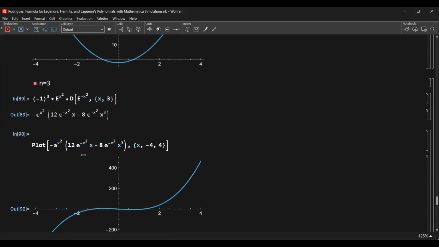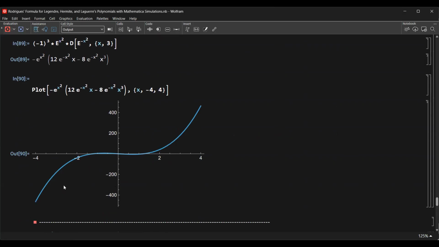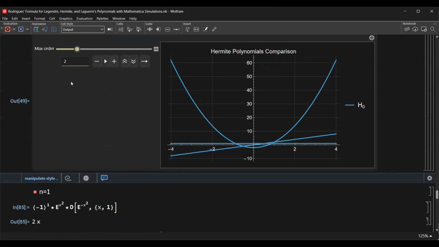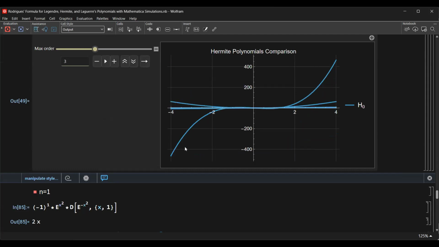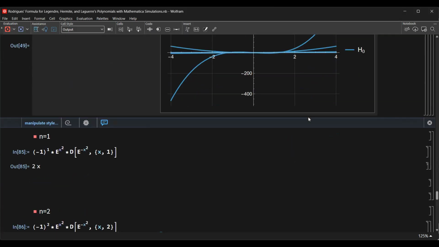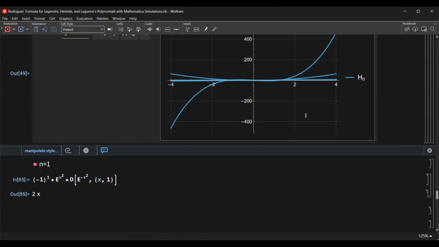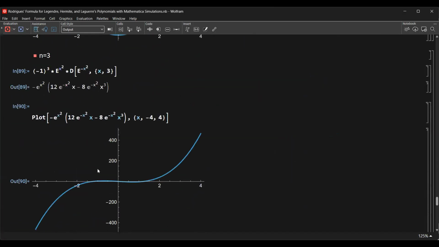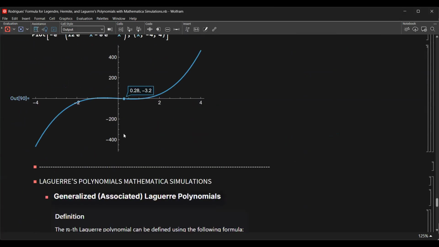For n equals 3, we have the corresponding plot here. Okay, so let's see the n equals 3 here. This is for n equals 3. And this is for n equals 2. So n equals 3 here by graph.